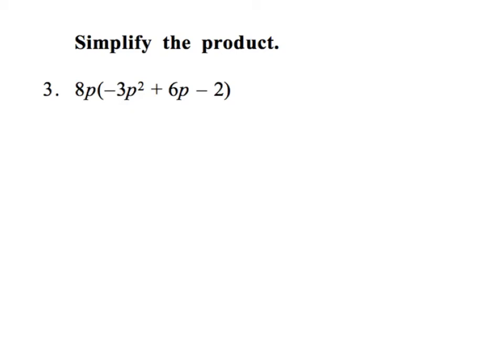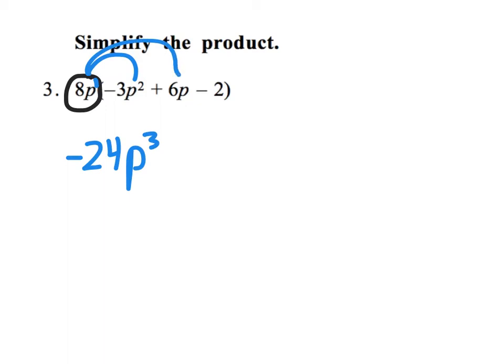So we're going to start mostly just by distributing 8p. So I'm going to do, let's do a fun color, 8p times negative 3p. Remember when I do that, I do 8 times negative 3 gives me negative 24. We're going to add our p's, so we have 1 and 2, so we really have p cubed. My next one, we're going to do 8 times 6, which gives me 48, so plus 48, and then p times p gives me a p squared.